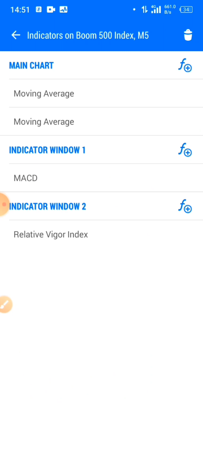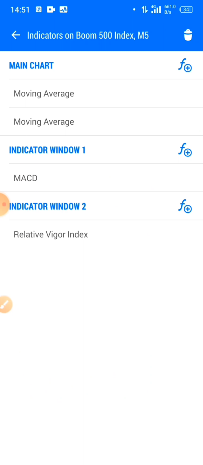So for this strategy we're going to be using two moving averages on the main chart, right? Then the MACD indicator, and then the Relative Vigor Index, RVI. The two moving averages and the MACD, we're going to be using them to know where the trend is, to enter in line with the trend, right? But we're mainly only going to be using the two moving averages. And then the Relative Vigor Index, we're going to be using it for our entries. So let me jump into that.